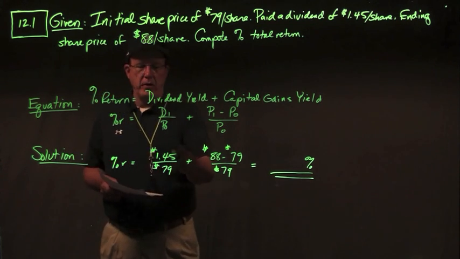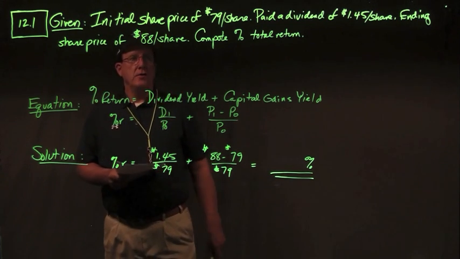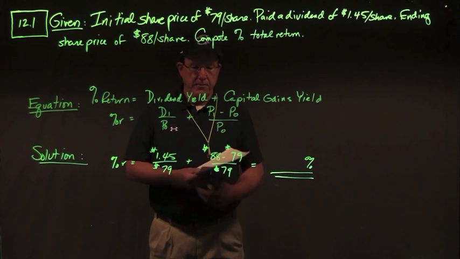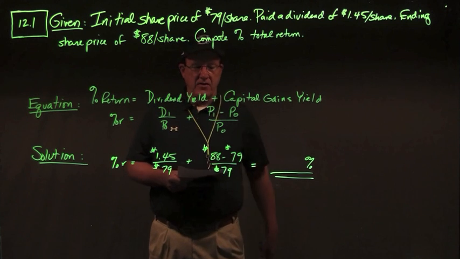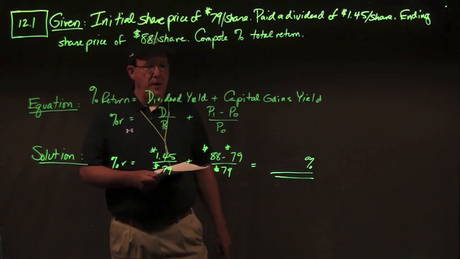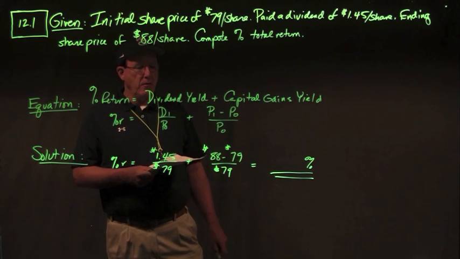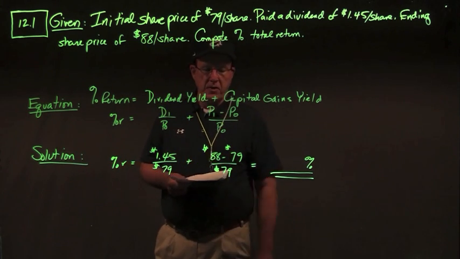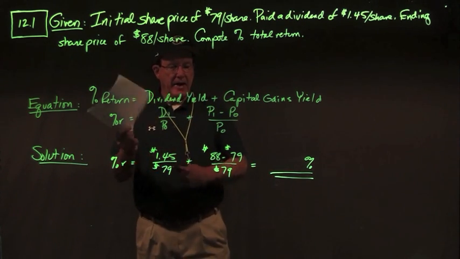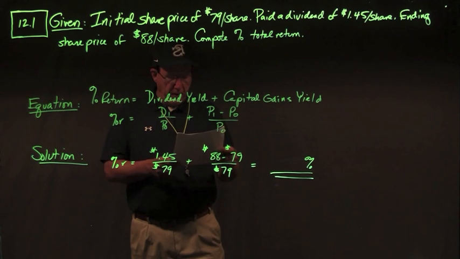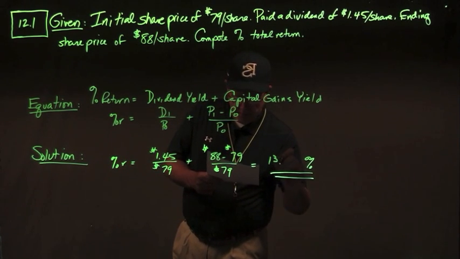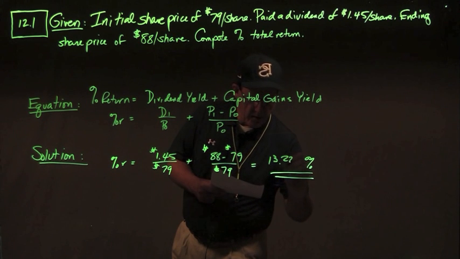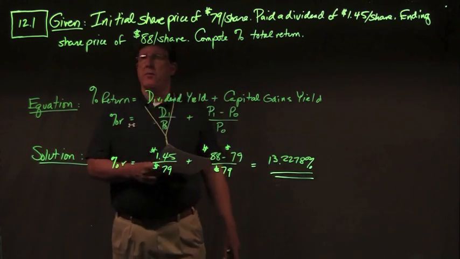So I take $1.45 divided by my starting share price of $79 per share. And then my capital gains yield is 88 minus 79 over 79, P1 minus P0 over P0. So I have a $9 price appreciation in the stock, and I divide that by the $79 starting price. I get a total return of 13.2278%. And there's your answer to problem 12.1.